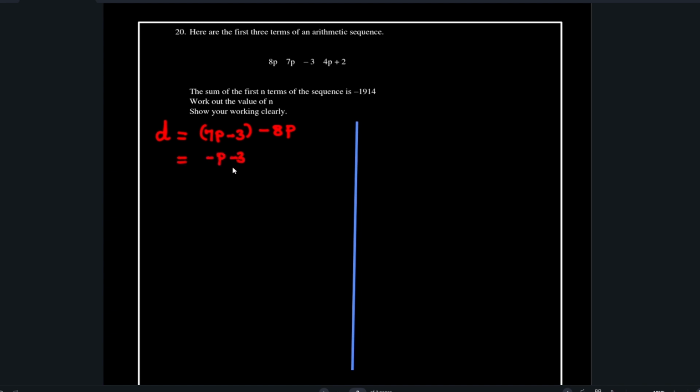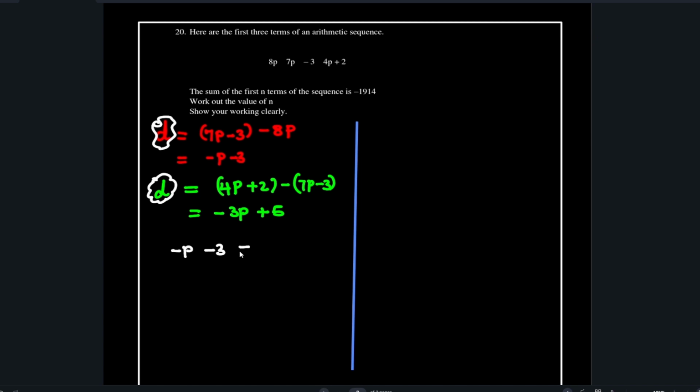This is going to be negative p minus 3. Also, we can find this common difference by subtracting the number before 4p plus 2, which is 7p minus 3. If we subtract, we get negative 3p plus 5. So these two represent the common difference, and both of them should be equal. Therefore, we equate them and solve for p. Our p is going to be 4. This is the value of p.